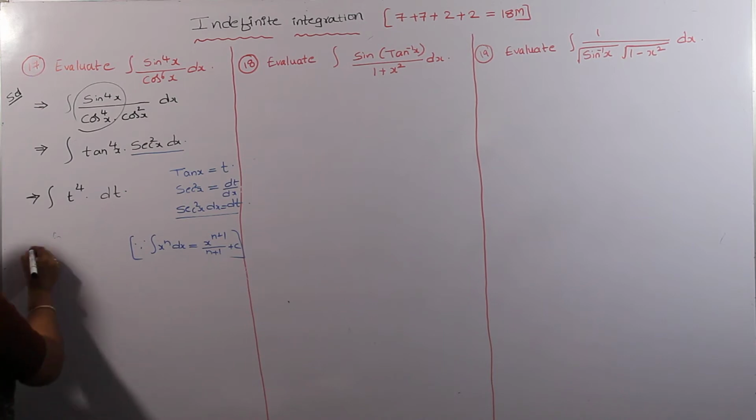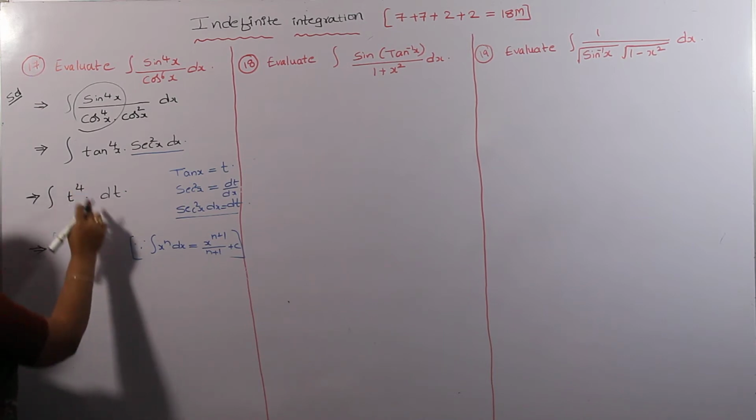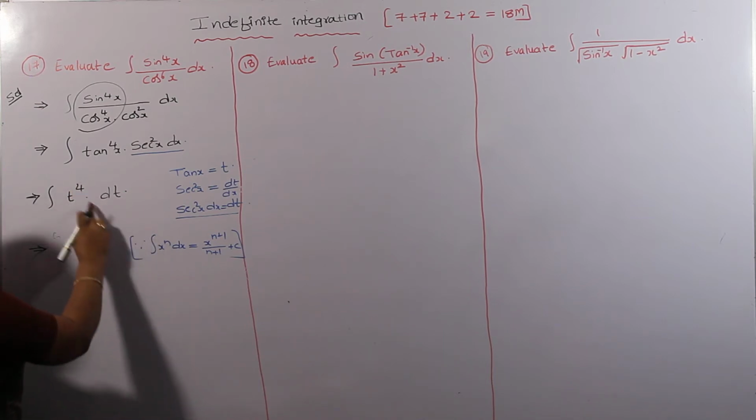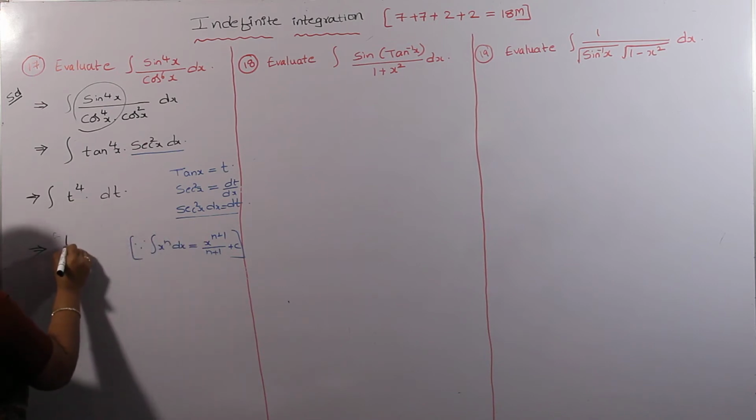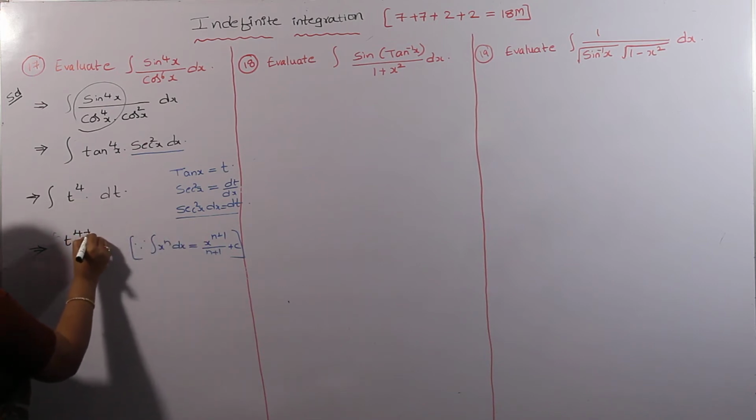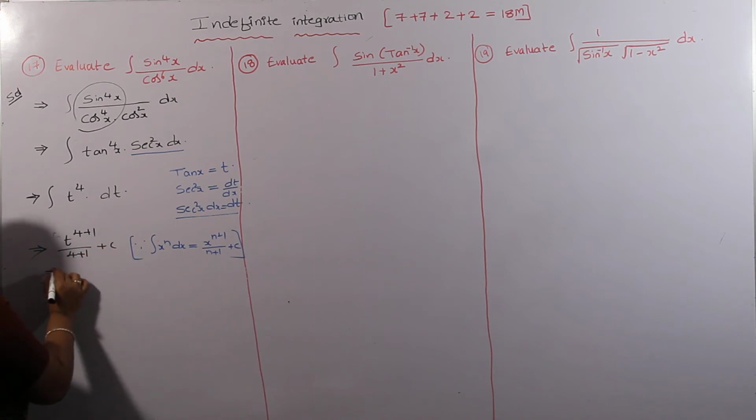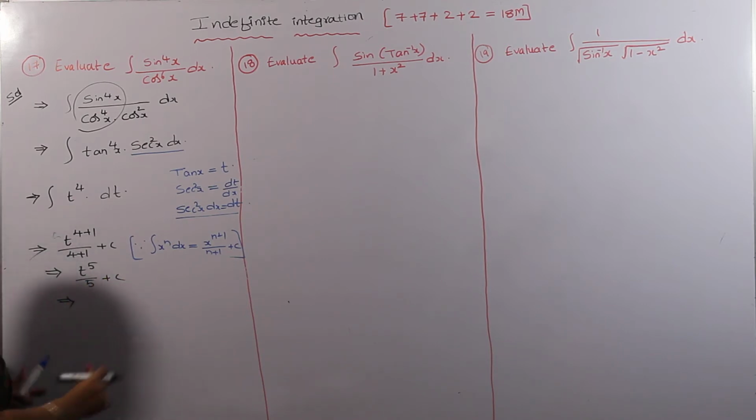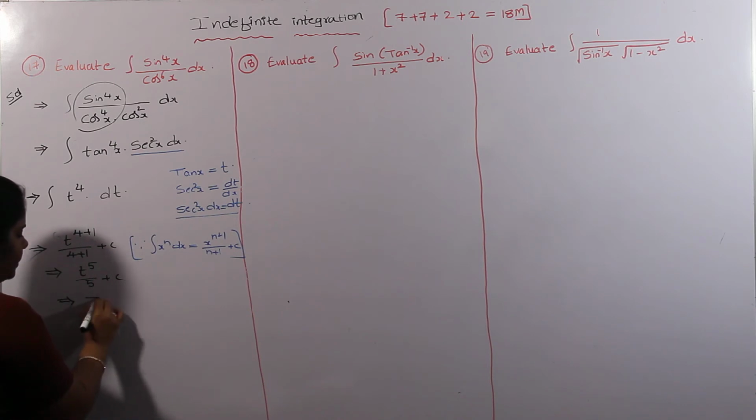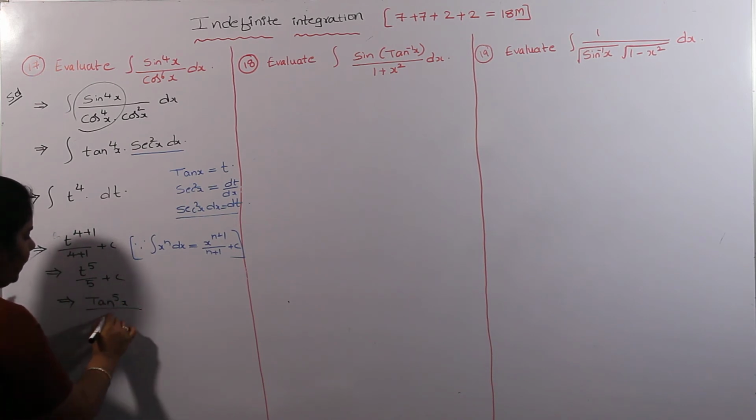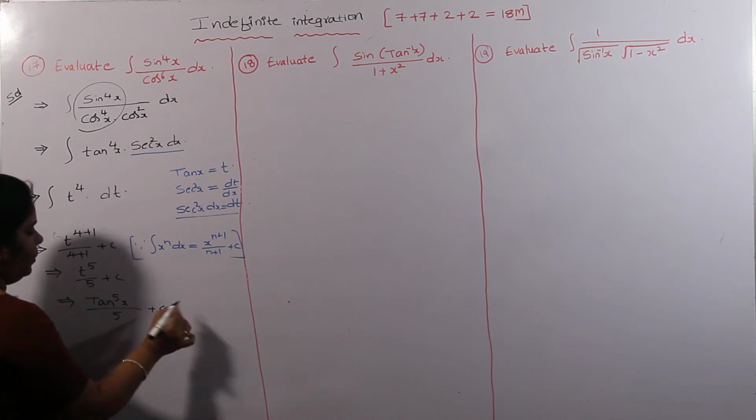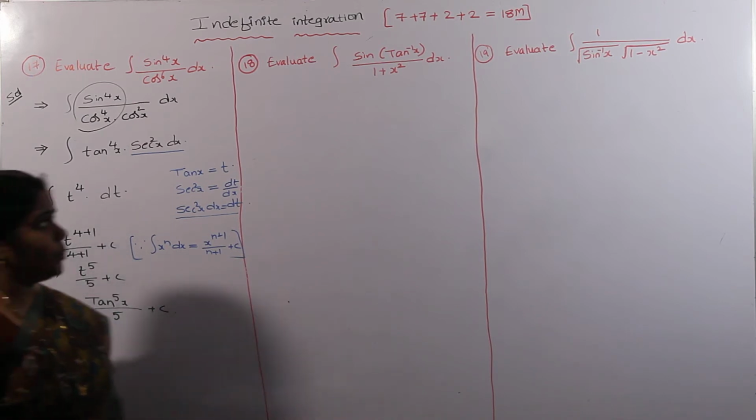That implies the integral of t^4 dt, here n equals 4, is t^(4+1) by (4+1) plus c, that implies t^5 by 5 plus c. But t is equal to tan x. That implies tan^5 x by 5 plus c. This is the answer for this problem.